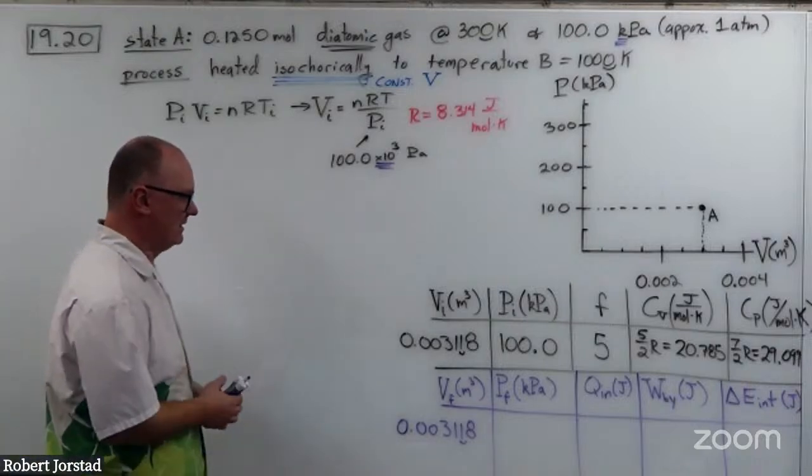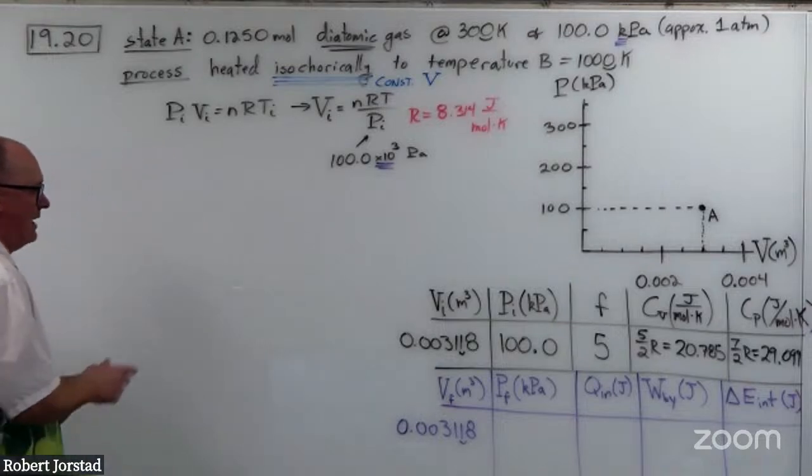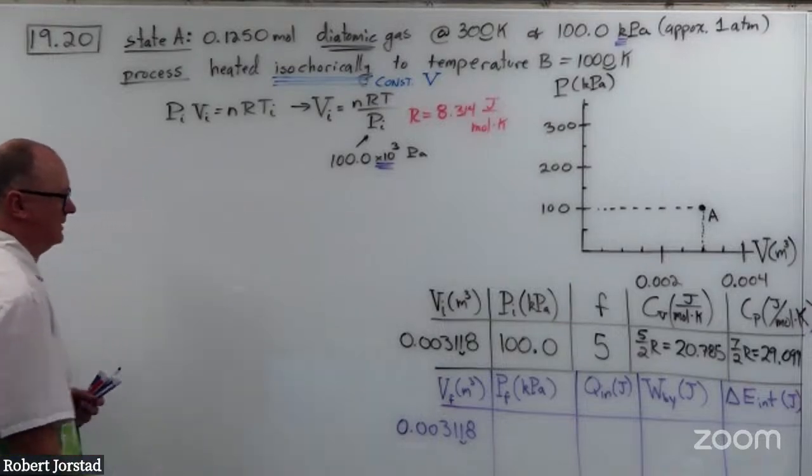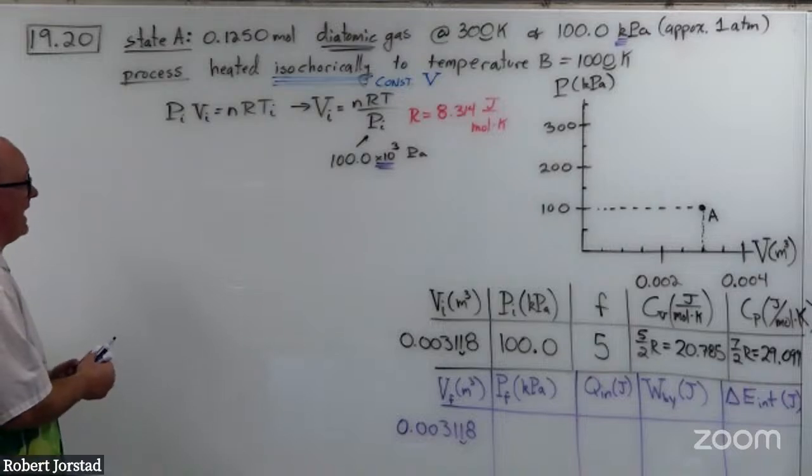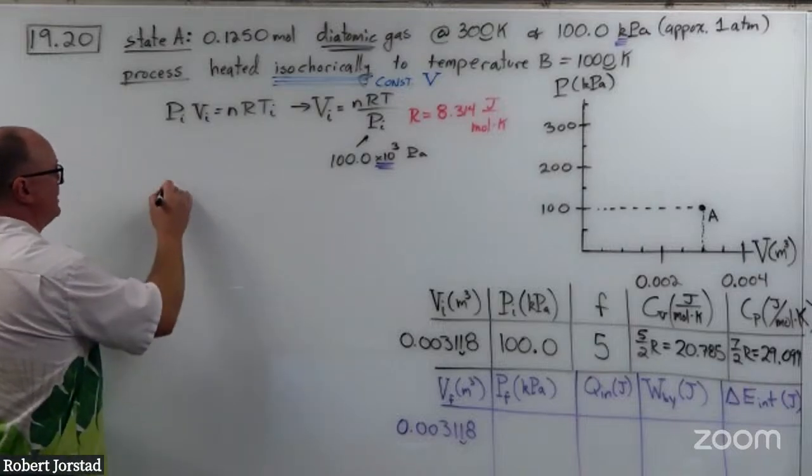It's classic. All right, how could I get P final? Well, the classic thing you do is take a ratio.